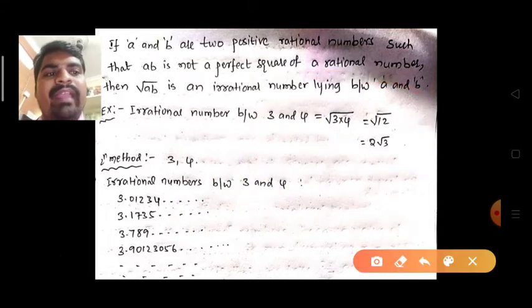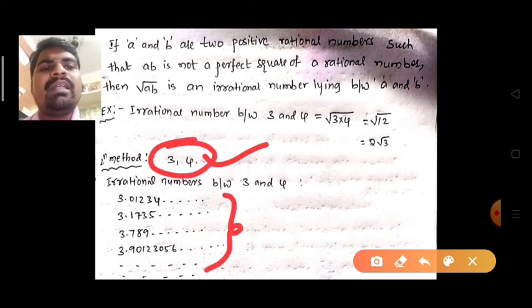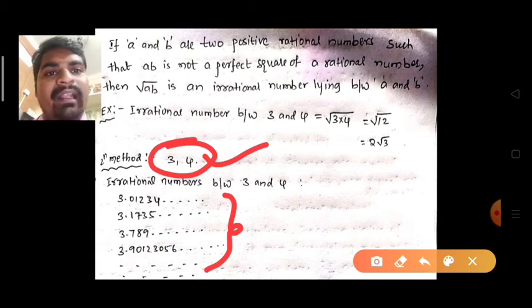Next we have an easy method, very simple. What numbers are given? 3 comma 4. Then we can write many numbers between them that are irrational numbers. Remember the definition: non-terminating, non-repeating. So just write numbers between 3 and 4, and put a dash at the end, which means not ending and not repeating. Don't write repeating decimals, and stay between the two numbers only.